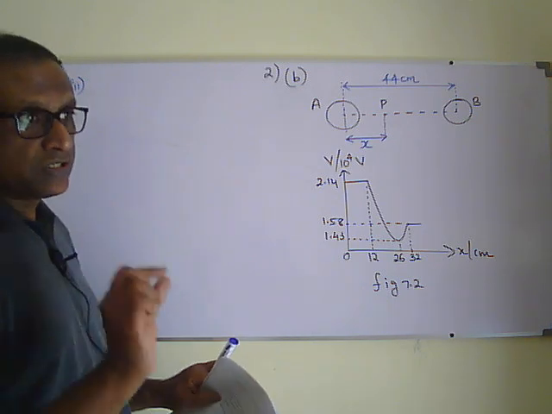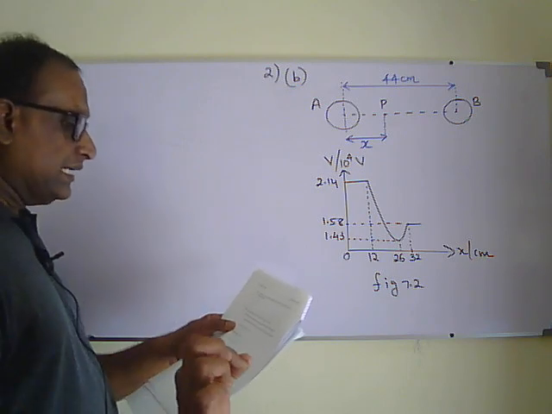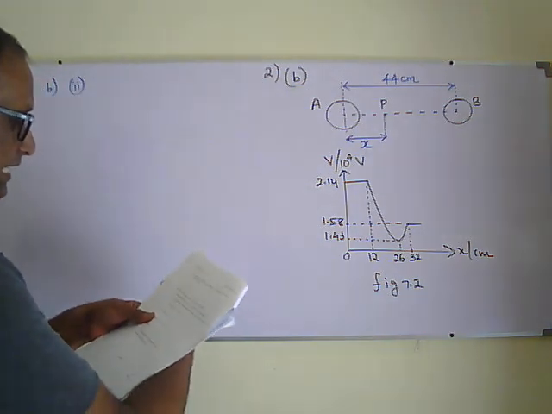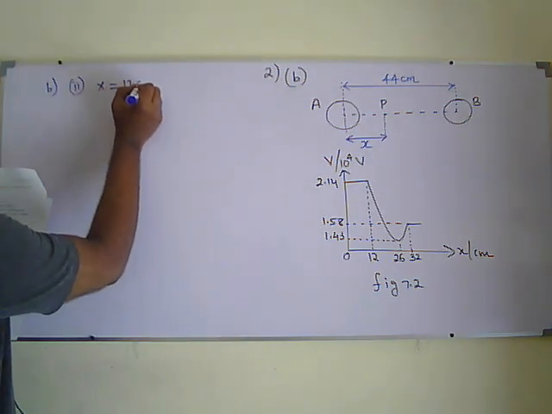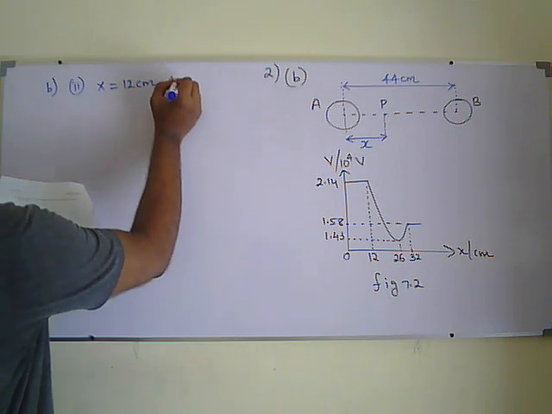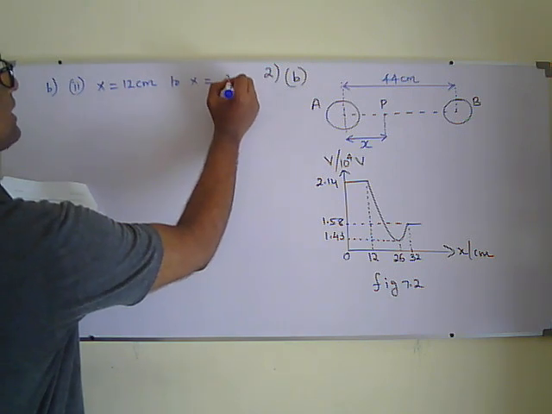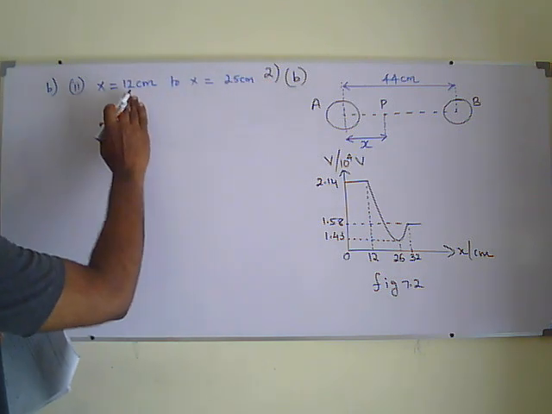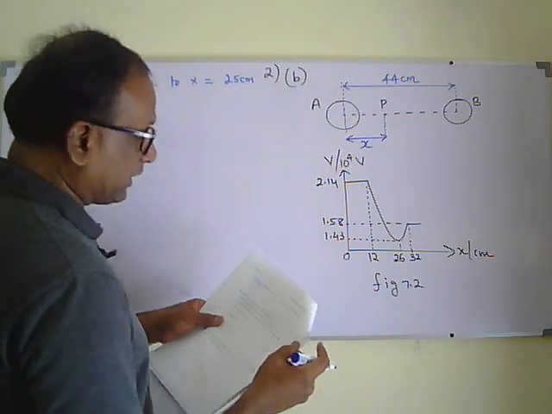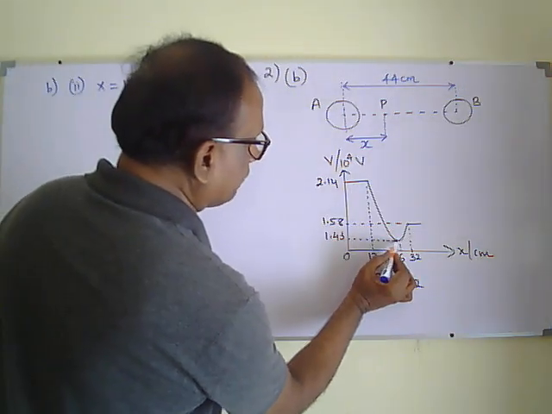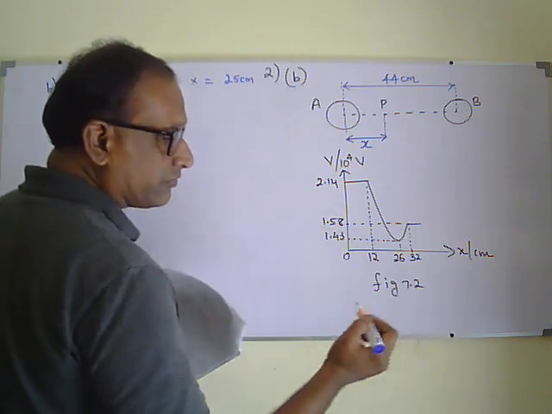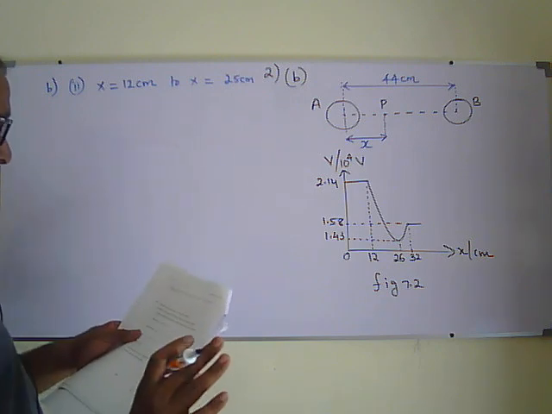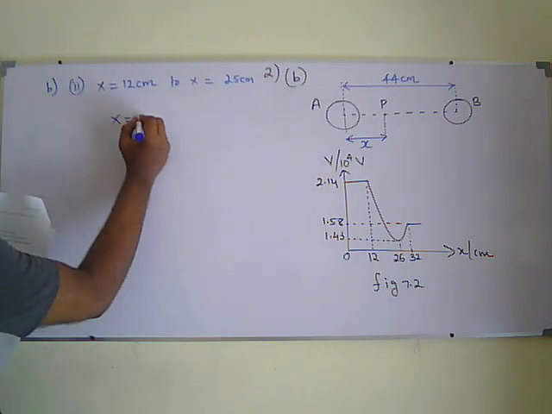So they ask you to describe how the speed varies for certain ranges of distances. The first range is x equal to 12 centimeters to x equal to 25 centimeters. So we need to state and describe what is happening to the speed when it moves from 12 to 25. You can see on the graph, 25 is somewhere here. The lowest point is marked at 26. Then at x equal to 26 centimeters.